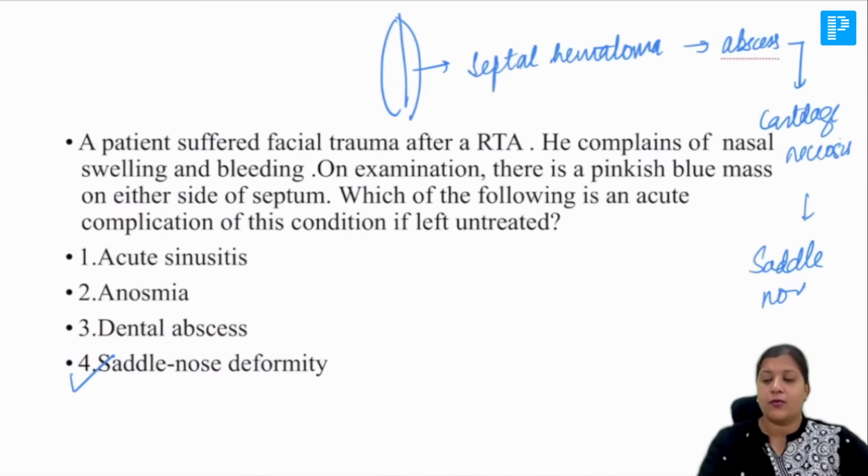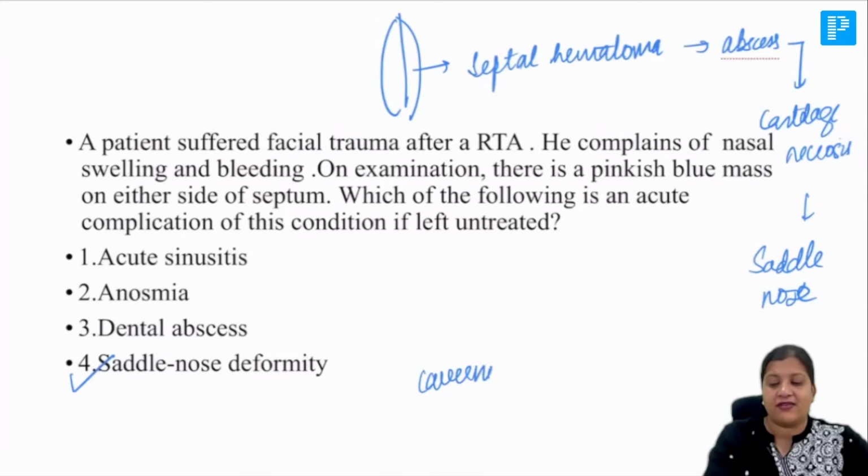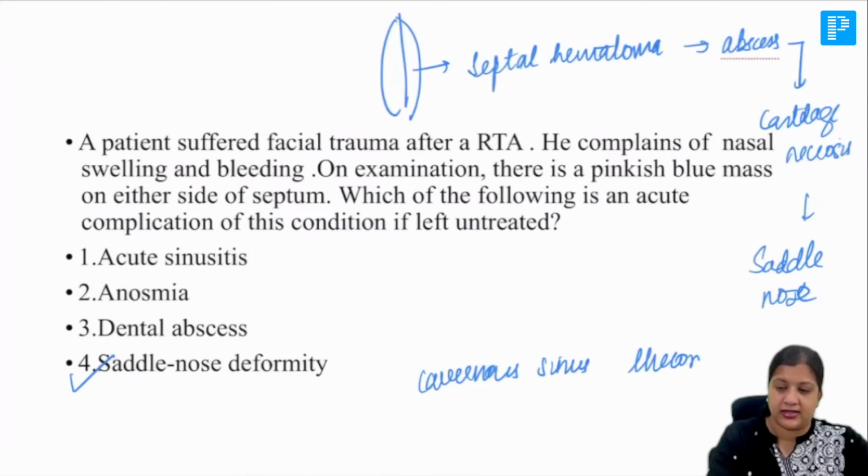What is the other complication which is very dangerous? If you leave it untreated, it can also go via the dangerous triangle to the cavernous sinus to cause cavernous sinus thrombosis. So these are the complications that you can see.